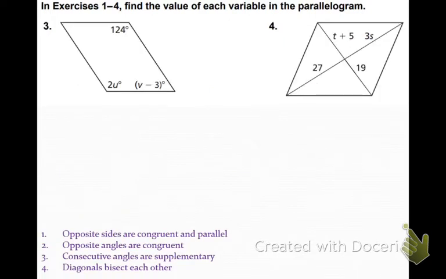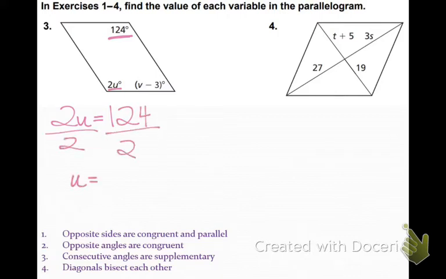Sweet. And this next one is the hardest one, at least on your paper. Because we have multiple angles, we need to figure out which one's going to be congruent to 124. Which one do we think will be congruent? 2U, because they're opposite. So 2U equals 124. Divide by 2. And U equals 62.